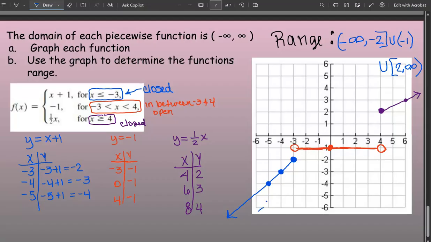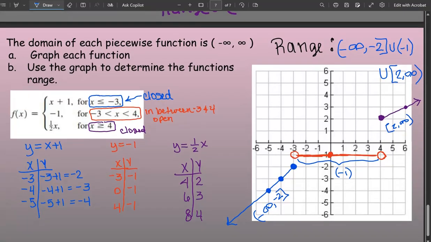This range is from negative infinity to negative 2. This range is just negative 1. This range is from 2 to infinity. Remember, we're looking at range, so we're looking at y values. I hope this helps. If you need anything else, please let me know.